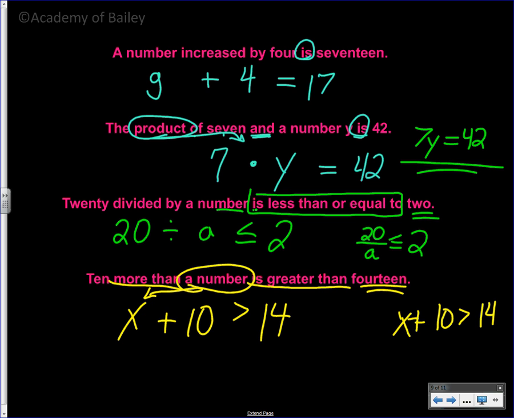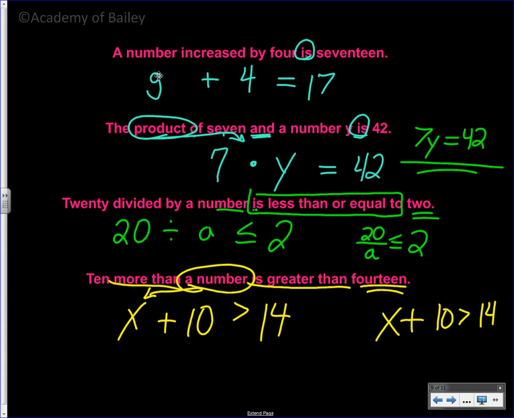Wow. My board needs calibrating a little bit. Let me try this again. x plus 10 is greater than 14. There we go. All right. Well, there you go.